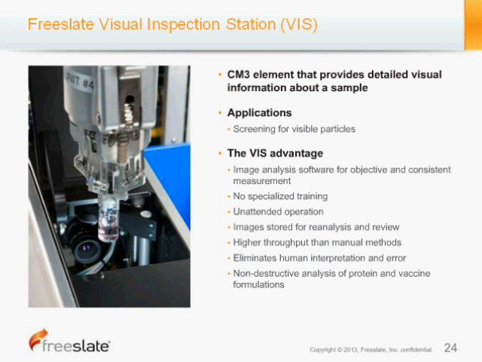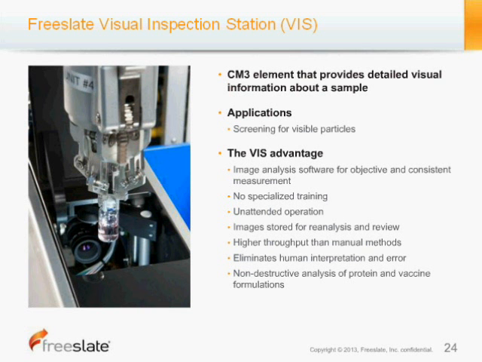The way that it works is the gripper arm lowers the vial into the Visual Inspection Station. You can see that there's a camera behind the vial, and there's an illumination source in the front of the vial. We use imaging to do the particle, color, and turbidity analysis. We use image analysis software, so it's a very objective and consistent measurement.